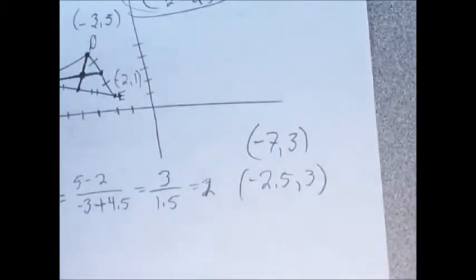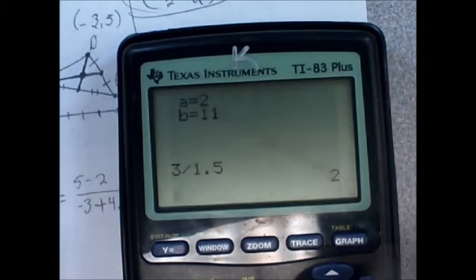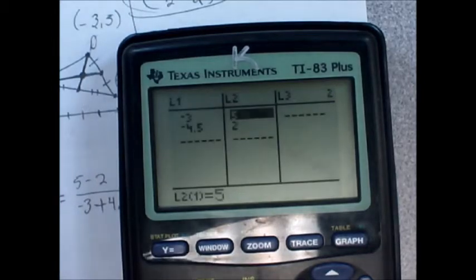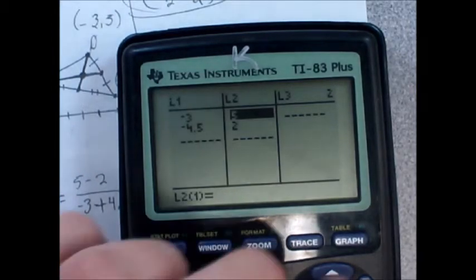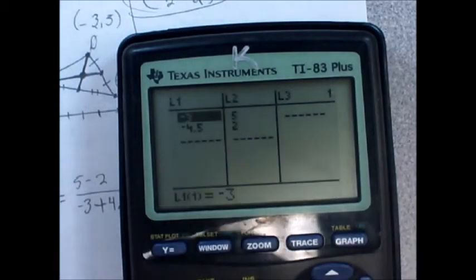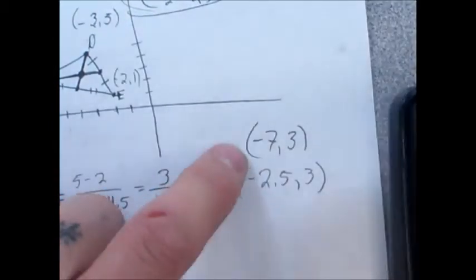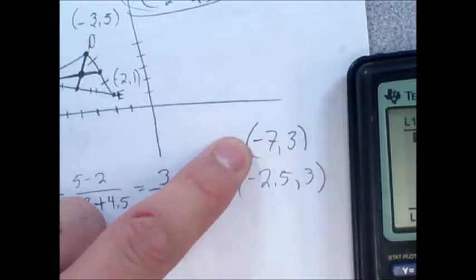Now I just take my calculator, hit stat, go to edit, and clear out the points that are already there. I'm going to put in my new points. My new x's are negative 7 and negative 2.5.